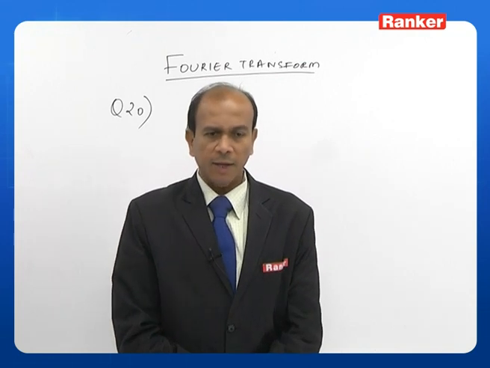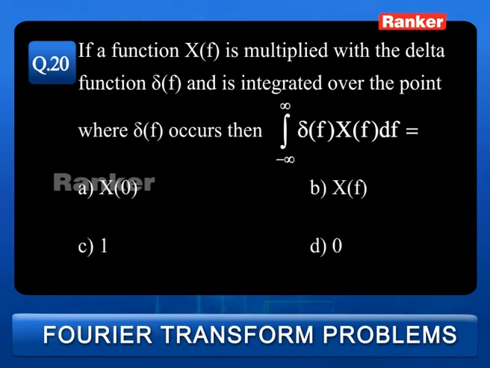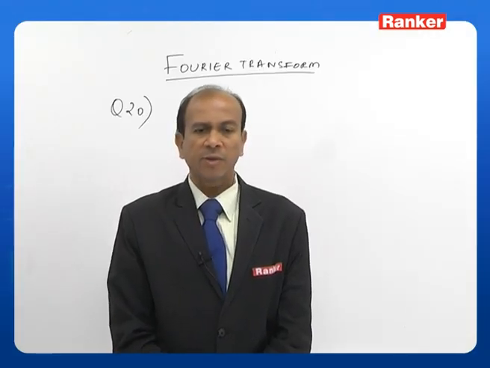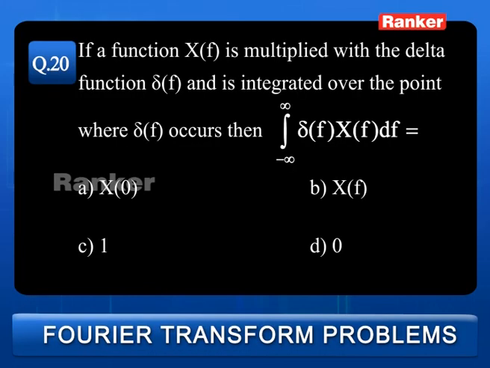Let us take a look at the next question, that is 20th question. If a function X of f is multiplied with the delta function delta of f and is integrated over the point where delta f occurs, then integral minus infinity to plus infinity delta of f X of f df is equal to how much? A. X of 0, B. X of f, C. 1, D. 0. The answer is A, that is X of 0. The answer is A.